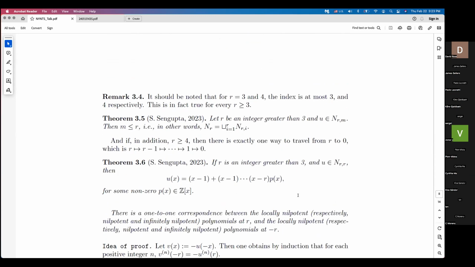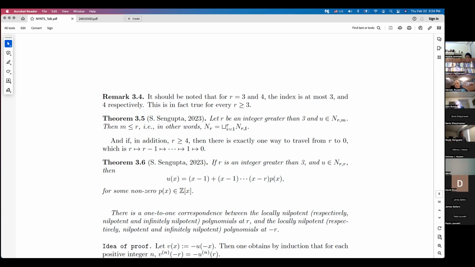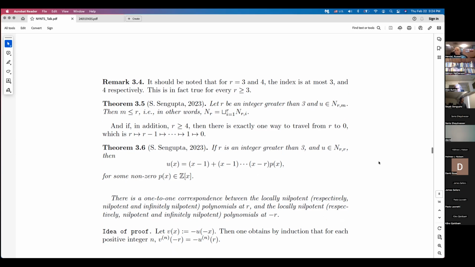So as I mentioned in the last one, if R is greater than or equal to 3, then M is less than or equal to R. So in other words, in R4, R5, and R6, all of those things, it's going to be an empty set. Maybe I should not say 3, 4. I should say N(R, R+1), N(R, R+2), N(R, R+3). All of these things are going to be an empty set if R is at least 3.